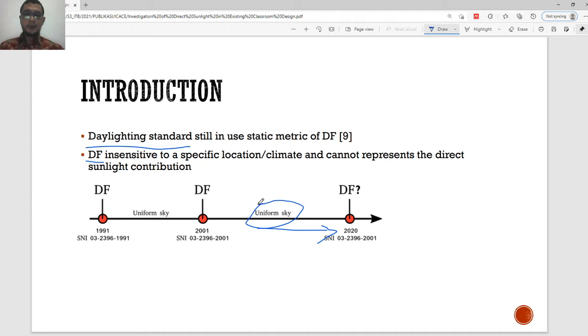And it's been known that the uniform sky was discovered in the 1950s. It's a long time ago. So it might be obsolete to still use daylight factors as the metric for the lighting standard in Indonesia.